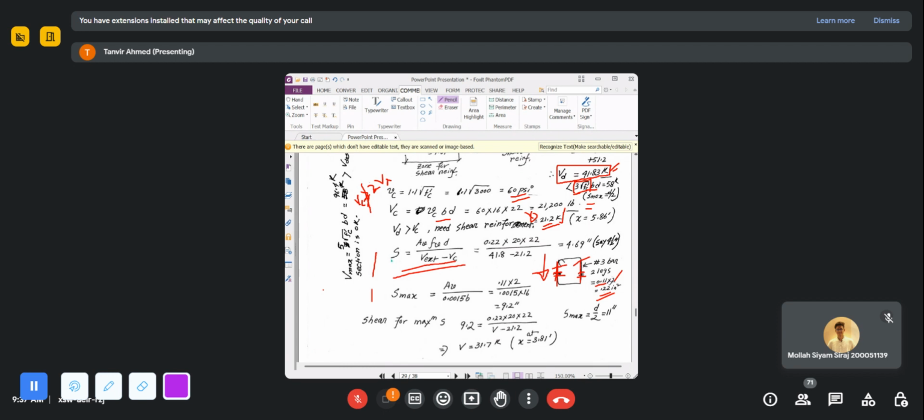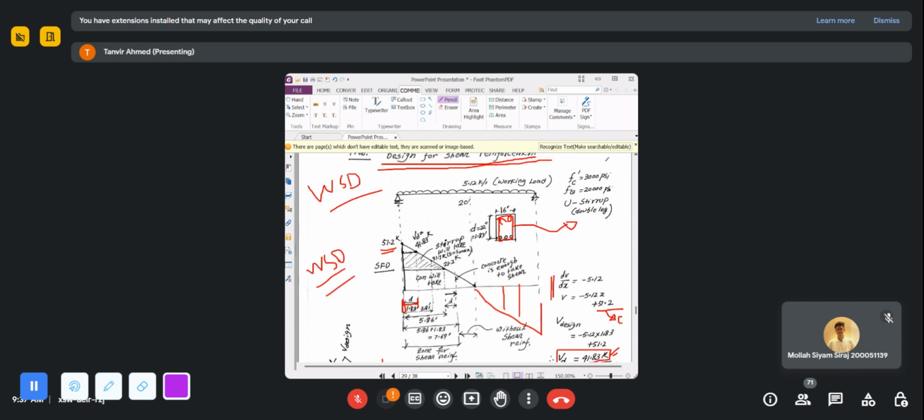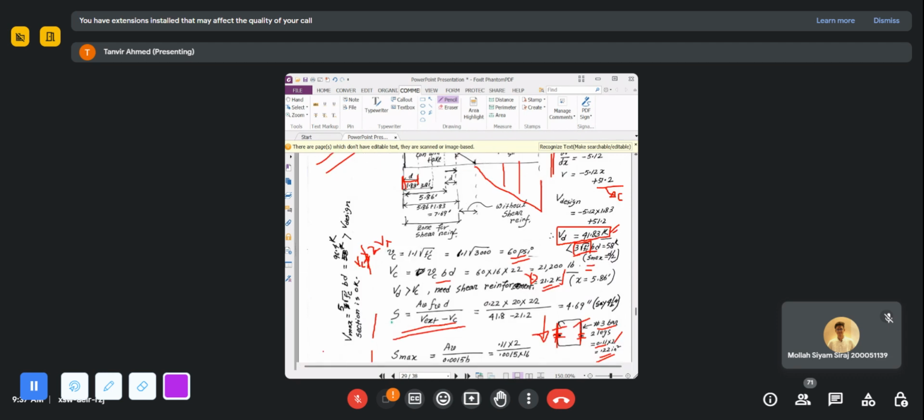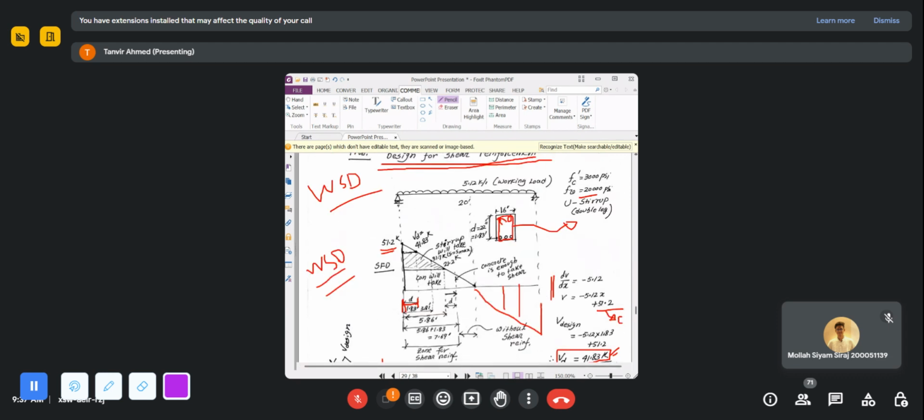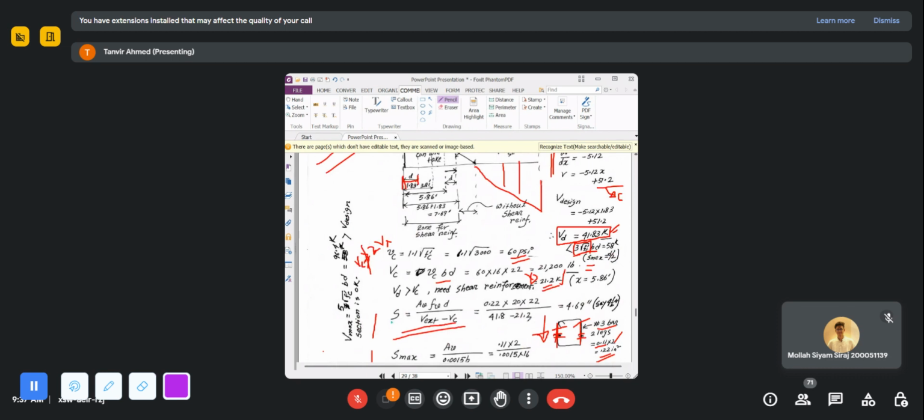0.22, just by multiplying by 2, because of the two legs, yes. Although the area of my number 3 bar is 0.11, you have 2 legs. That's why the effective area that will be holding up the crack will be 0.22 square inch. And if V is given, the allowable stress in steel is 20,000 psi. You just use that value. And D is given as 22 inch, so you use that value.